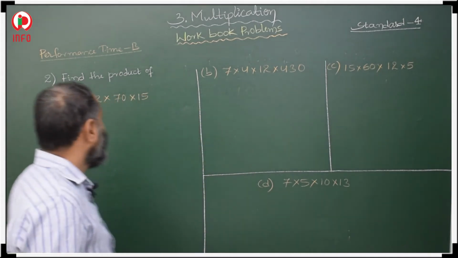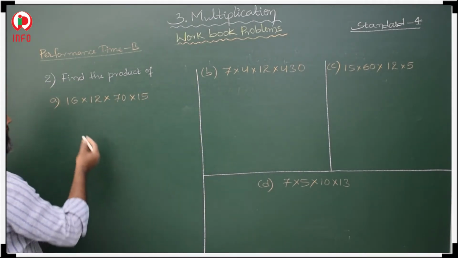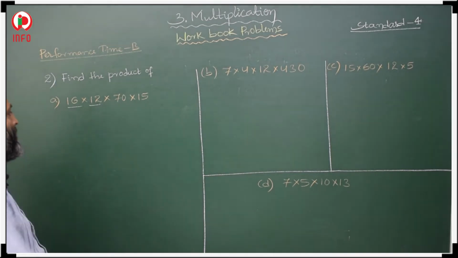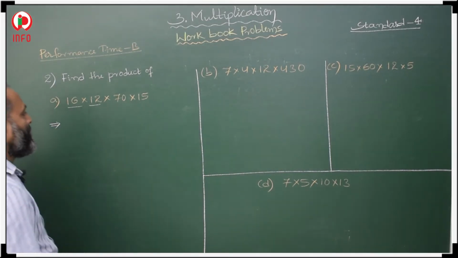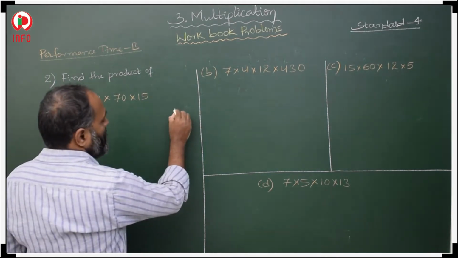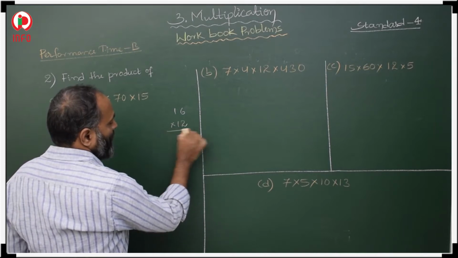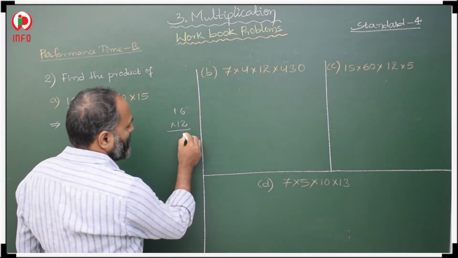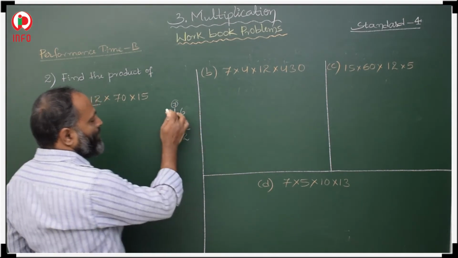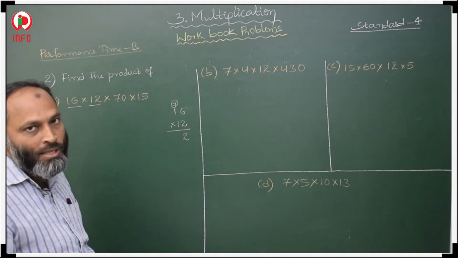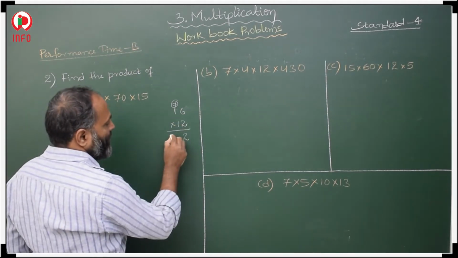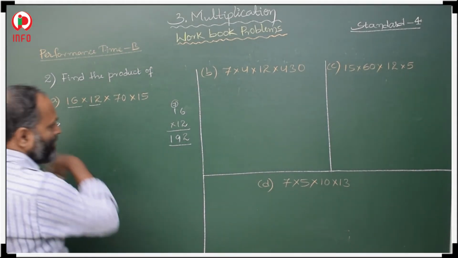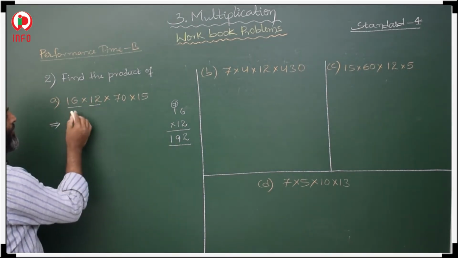Okay. Now here 16 and 12. This you can directly multiply. 16 multiplied by 12, how much? 12 6s are 72. 2 and 7. 12 ones are 12, 12 plus 7 is 19. That is 192. The product of these two is 192.